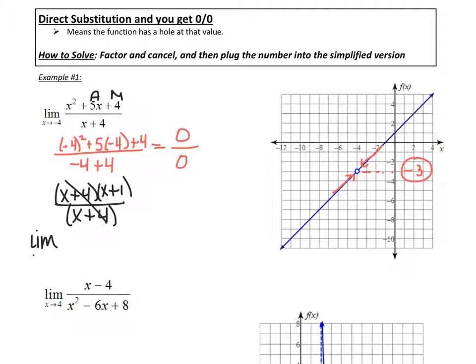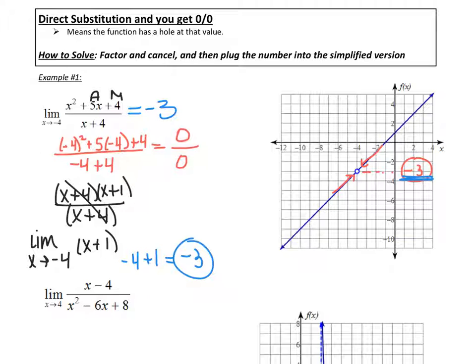So the limit as x approaches negative 4 of x plus 1. So now we're going to substitute our negative 4 into here and see what happens. So we have negative 4 plus 1, which equals negative 3. So you see how that's my limit now? Now I got negative 3. So the answer to this question is negative 3.